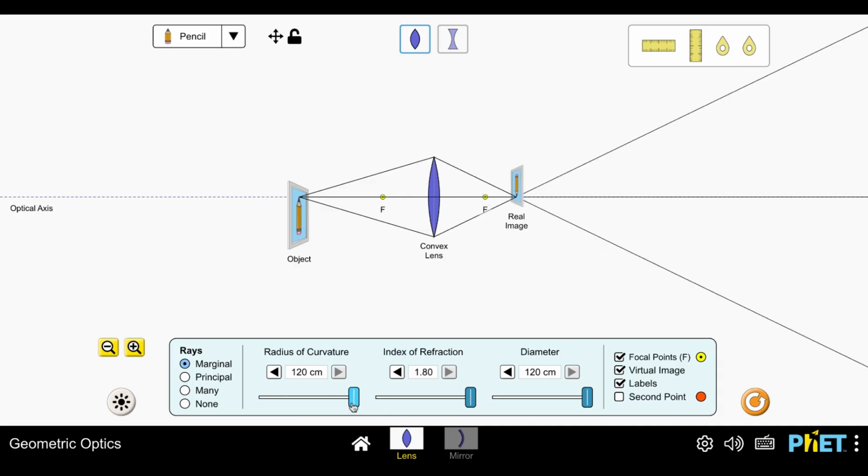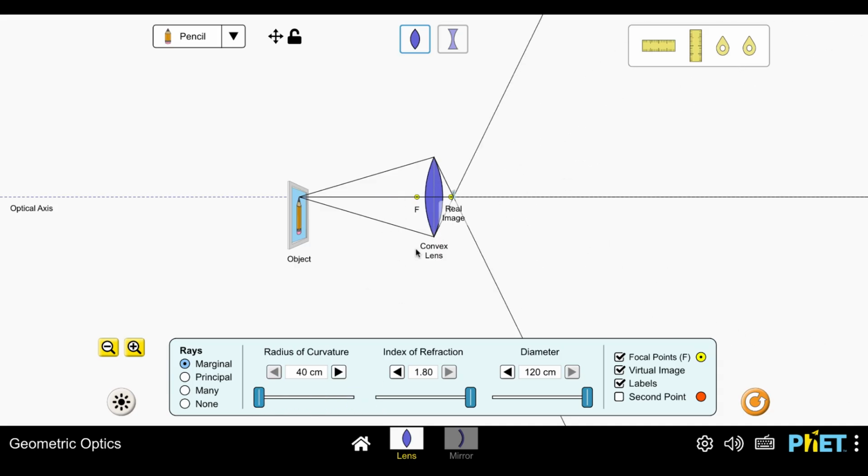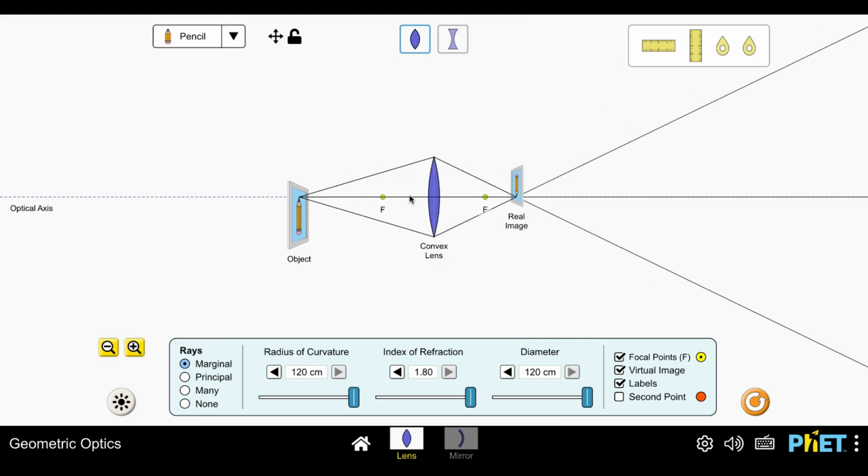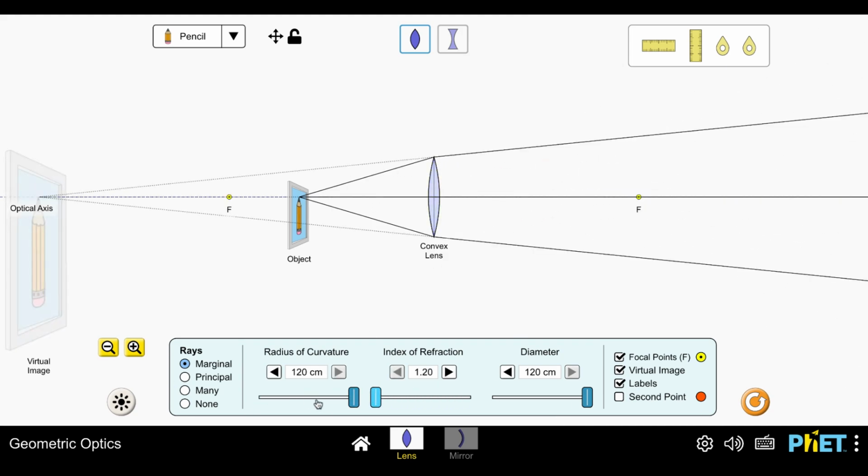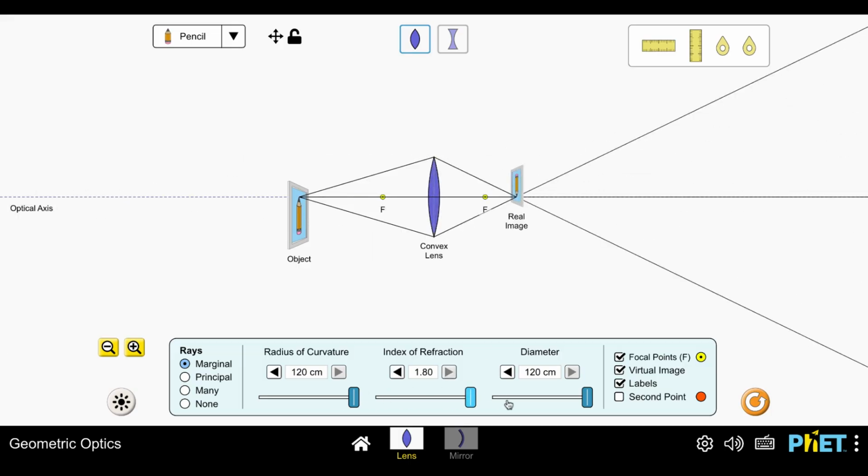All right, so with a low radius of curvature, the image is going to be real next to you because the focal lengths are going to be closer as well. Index of refraction changes how much this lens bends the actual light, and remember, diameter just affects the resolution of the image, right? So low resolution, high resolution. Okay.